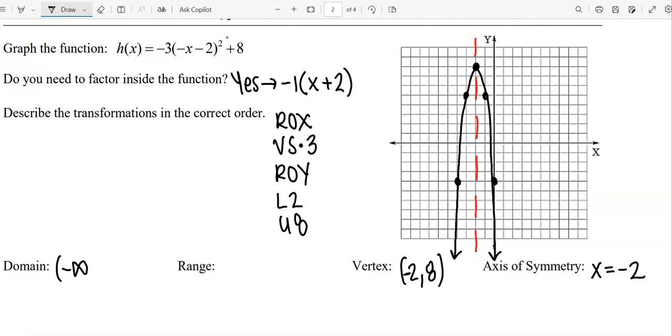Domain, again, is all real numbers or negative infinity to infinity. Somebody tell me the range, including notation.